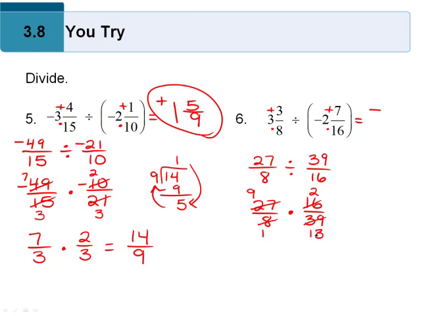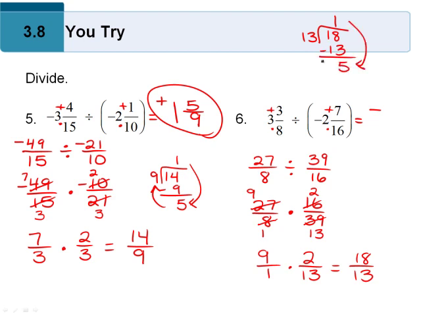Okay? So now we multiply across the top. Let's see what we have left. 9 over 1 and 2 over 13. Makes it easier to look at. 9 times 2 is 18. 1 times 13 is 13. So now divide it out. I'll do it up here. 18 divided by 13 goes once. 13 times 1 is 13, and that leaves 5. So there's our mixed number, 1 and 5/13. And it's a negative. Okay? And that should be it for 3.8. Yep.